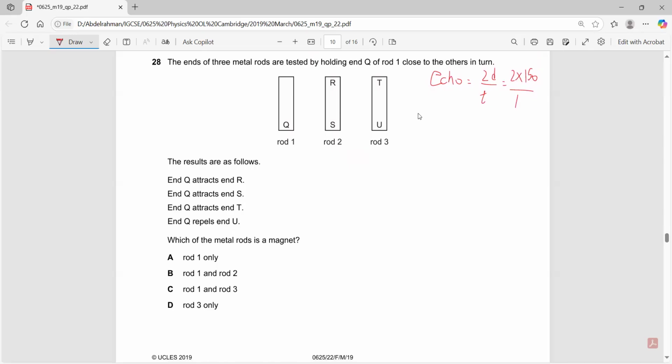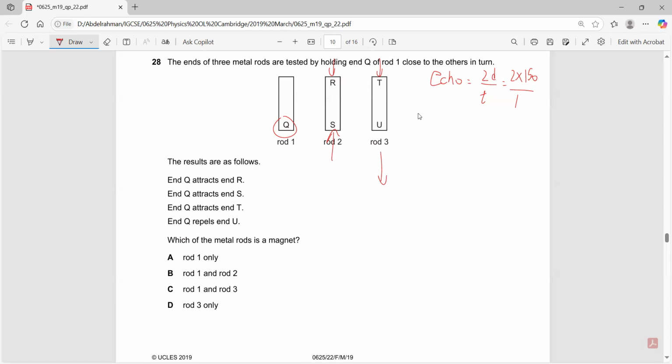The ends of 3 metal rods are tested by holding Q close to the others in turn. Q, when it is near R, it attracts. Near S, it attracts. Near T, it attracts. But near U, it repels. Which of the metal rods is a magnet?